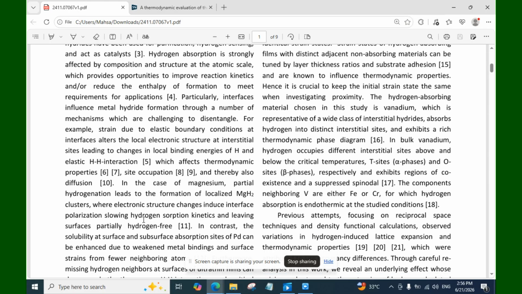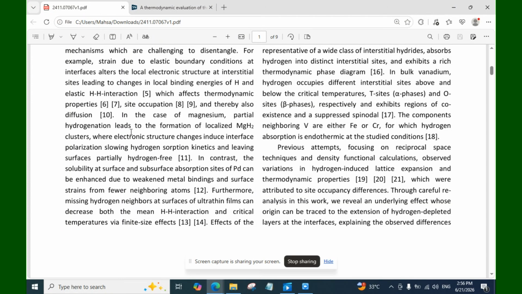In the case of magnesium, partial hydrogenation leads to the formation of localized dihydrogen magnesium clusters, where electronic structure changes induce interface polarization, slowing hydrogen sorption kinetics and leaving surfaces partially hydrogen-free. In contrast, the solubility at the surface and surface absorption side of the Pd can be enhanced due to the weakened metal binding and surface strain from fewer neighboring atoms.